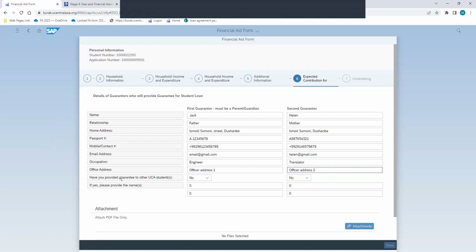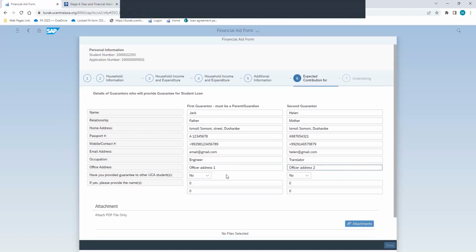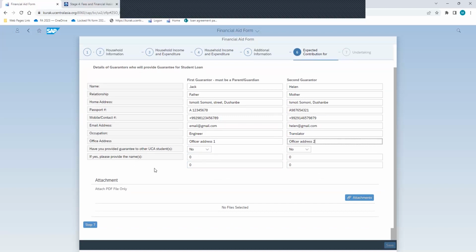So here's a question. Have you provided guarantee to another UCA student? It means if this person or the second guarantor you have indicated here has already provided a guarantee to a UCA student, they have to indicate yes, and then write the name of the person to whom they are a guarantor. In my case, assume my parents are not guarantors to anyone else except me, so I'm just leaving it as it is. No here, 0, 0, 0, and I'm coming to the attachments.